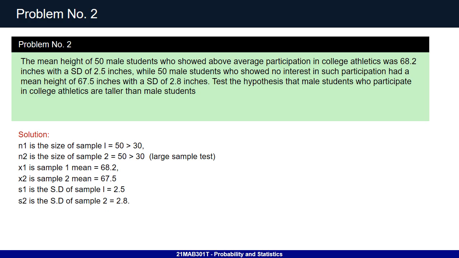Therefore, our step 1 is defining the null hypothesis: x1 bar is equal to x2 bar. And step 2 is defining the alternative hypothesis H1, which is x1 bar greater than x2 bar. That is, we claim the athletes are taller. Therefore, this is a right-tailed one-tailed test. And step 3 is defining the level of significance, alpha equal to 5%. So at 5% level for one tail, Z alpha is going to be 1.645.